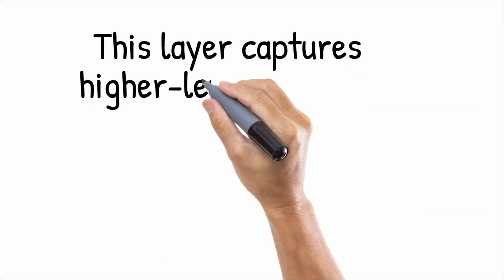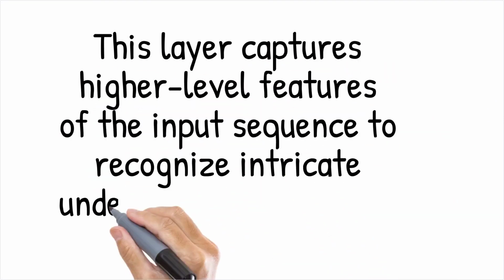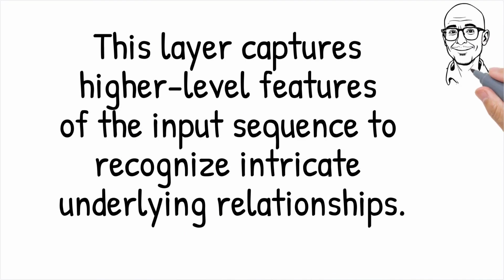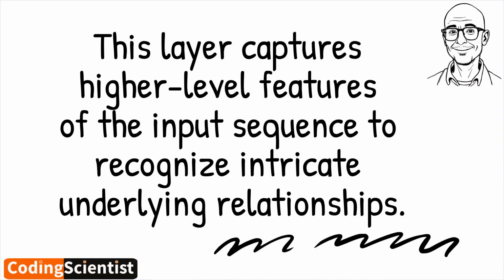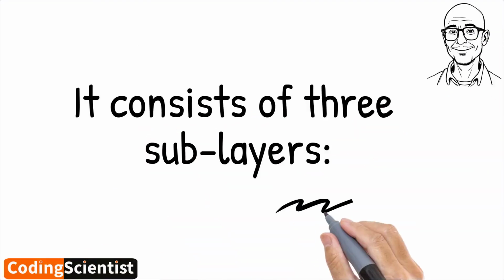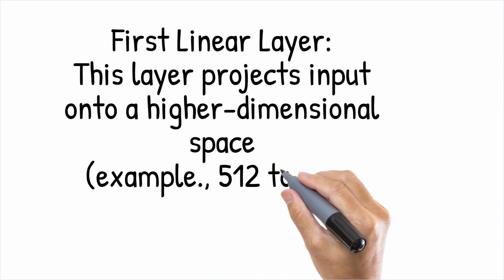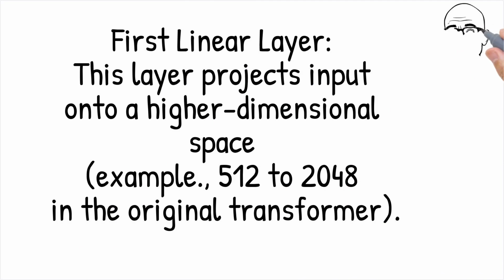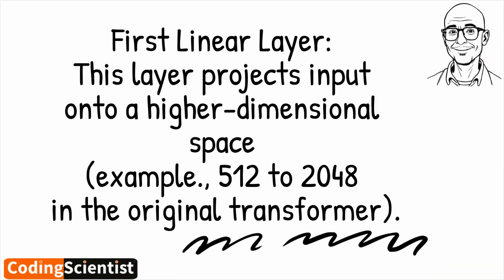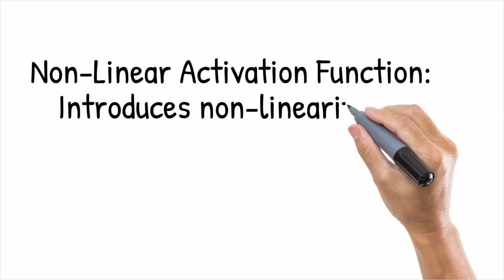Feed-forward network. This layer captures higher-level features of the input sequence to recognize intricate underlying relationships. It consists of 3 sublayers. First, linear layer. This layer projects input onto a higher dimensional space, for example, 512 to 2048 in the original transformer.